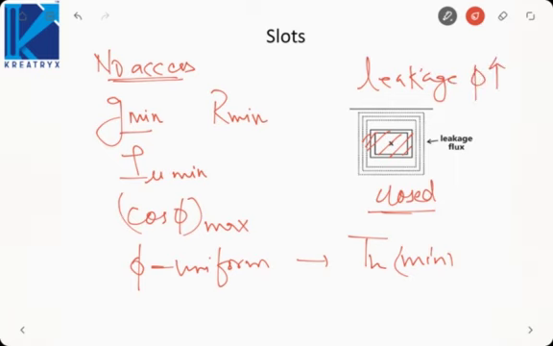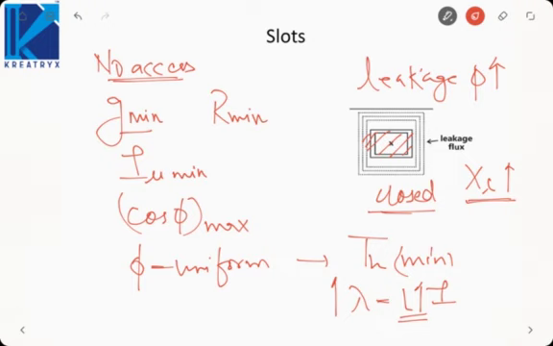If leakage flux increases, we know that lambda is equal to L i. So as leakage flux increases, leakage inductance increases, due to which leakage reactance also increases. That is undesirable. Leakage reactance or leakage flux should not be very high. Otherwise the performance of the machine will suffer. We do not want the flux to be leaking. We want maximum flux to link between the stator and the rotor.